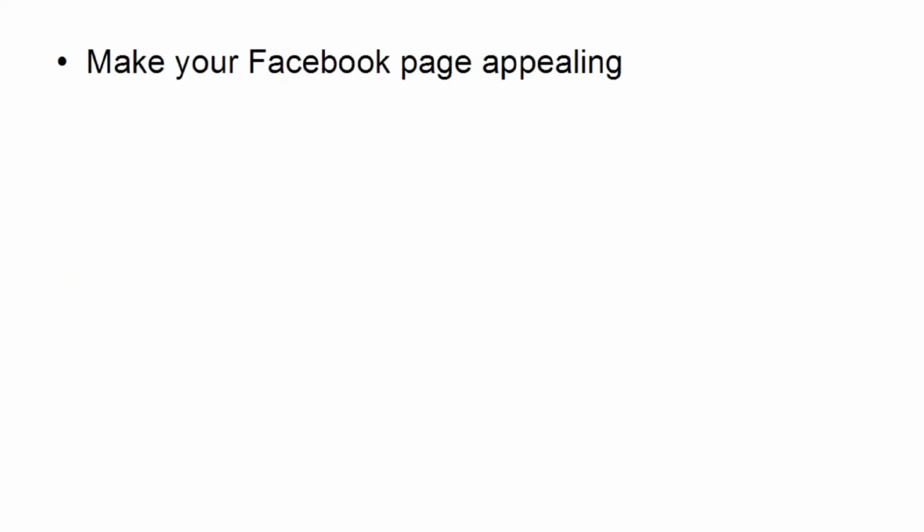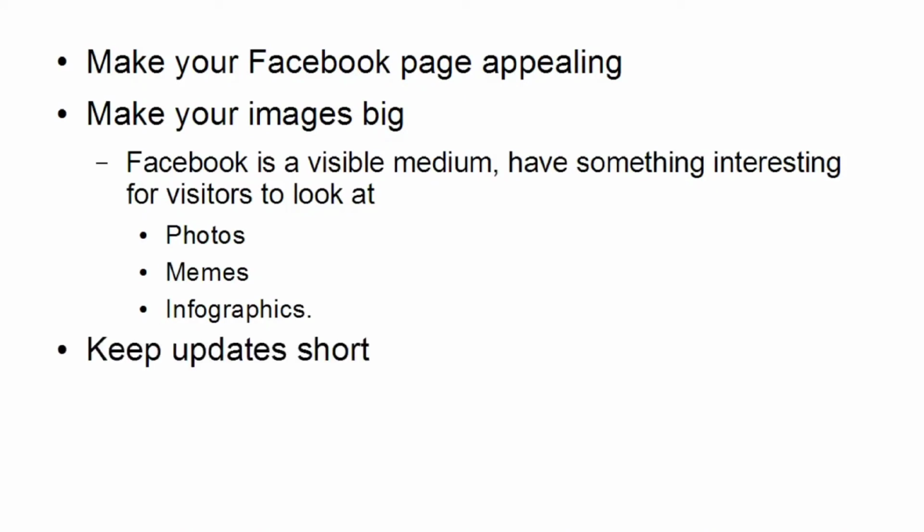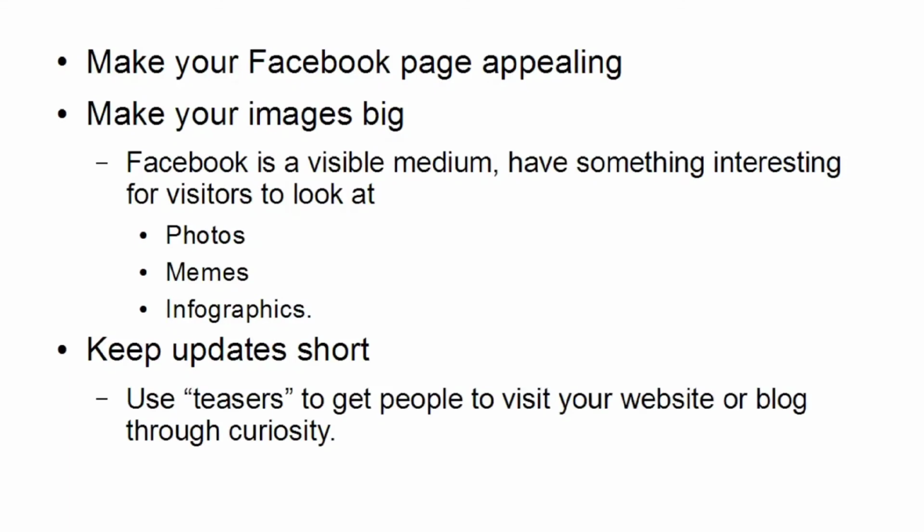And the first way is to, first of all, make your Facebook page appealing. You want to make your images big. Facebook is a visible medium, so you want to have something interesting for visitors to look at. So we're talking about things like photos, memes, infographics, that sort of thing. And secondly, you want to keep your updates short. So you want to use teasers to get people to visit your website or blog through curiosity.